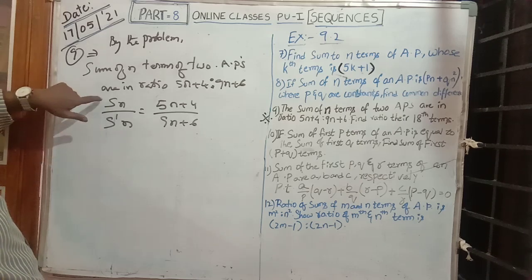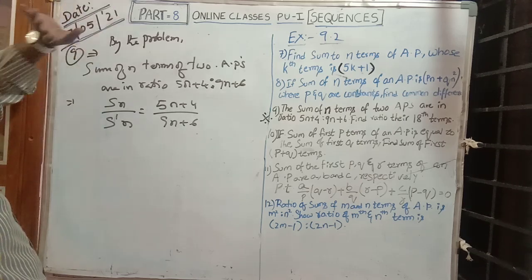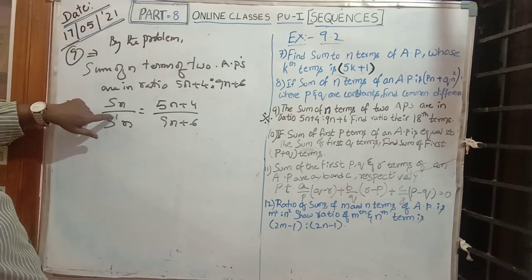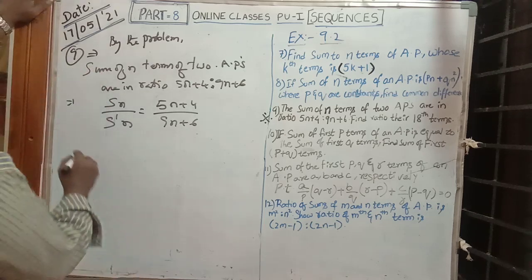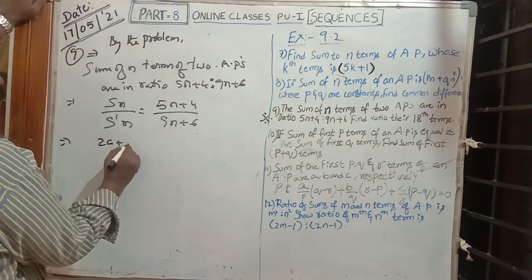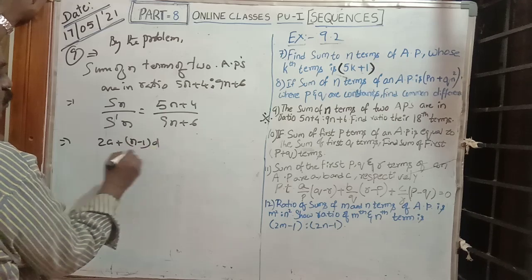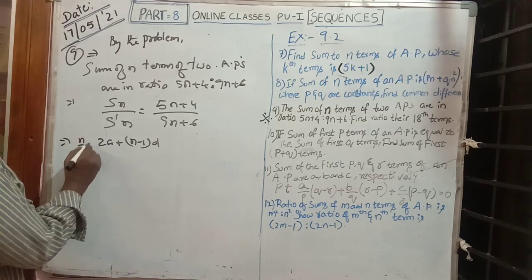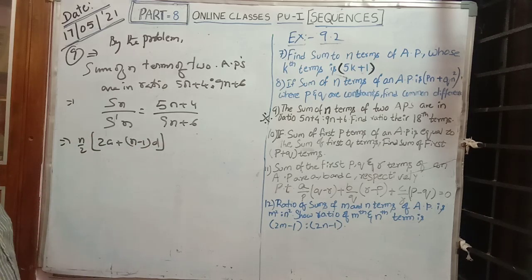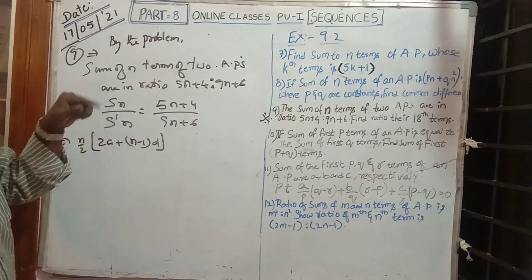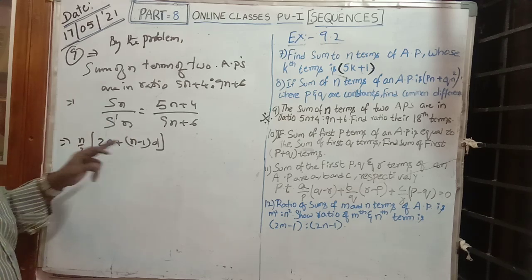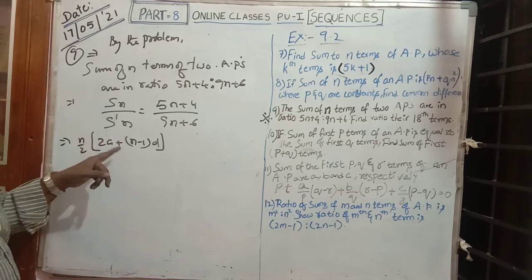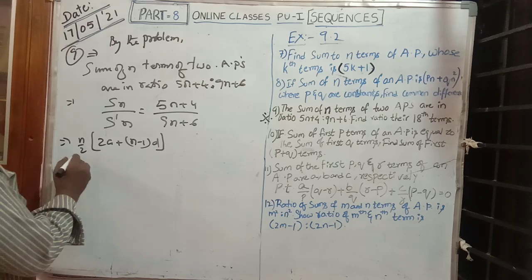Some different notations: Sn is the sum to n terms of the first AP, and S dash n is a different notation for the second. Sn is n by 2 of 2a plus n minus 1 into d. Will you agree? Already in the previous problem I told you, it is n by 2 of first term A plus last term L, and the last term is TL, so also we can write 2A plus L minus 1 into d.